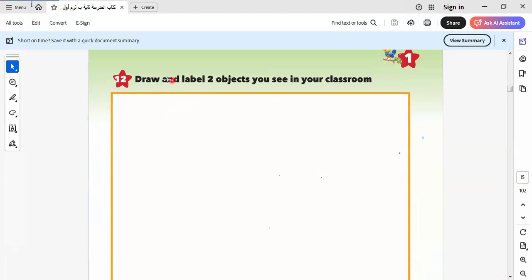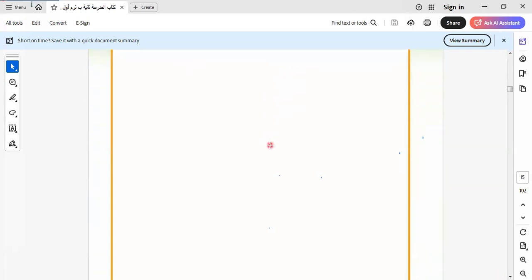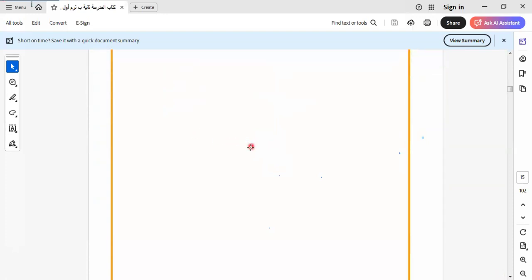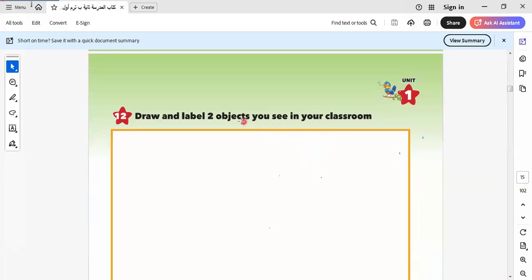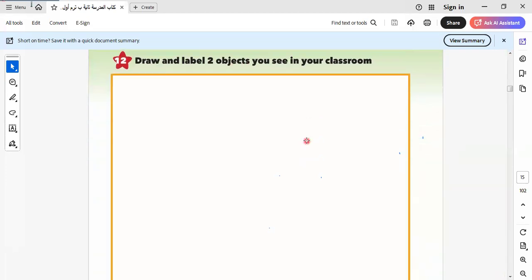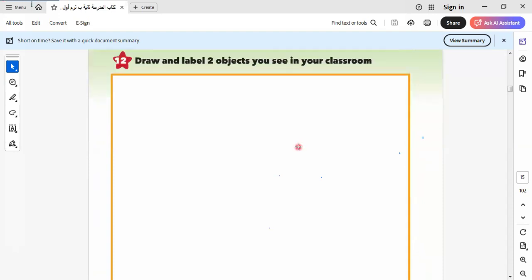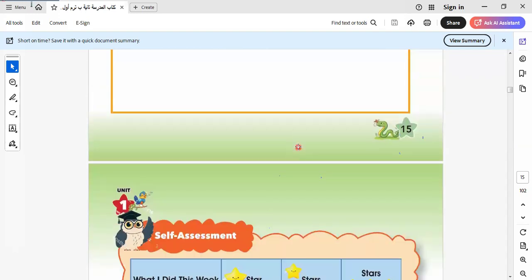Here we say draw and label two objects you see in your classroom. It's like what we took in Connect, where we discover and draw something that we see in our life, and describe it by drawing. Here we say write two objects you see in the classroom. So we can see a board, a chair, books, notebooks. In this part, write two objects that we see in the classroom.